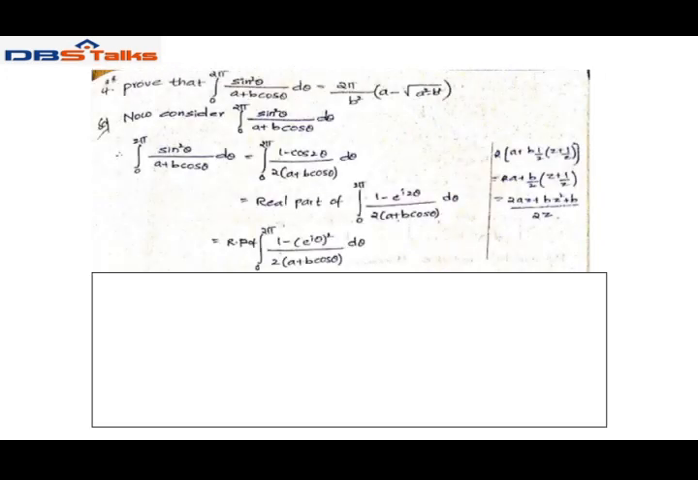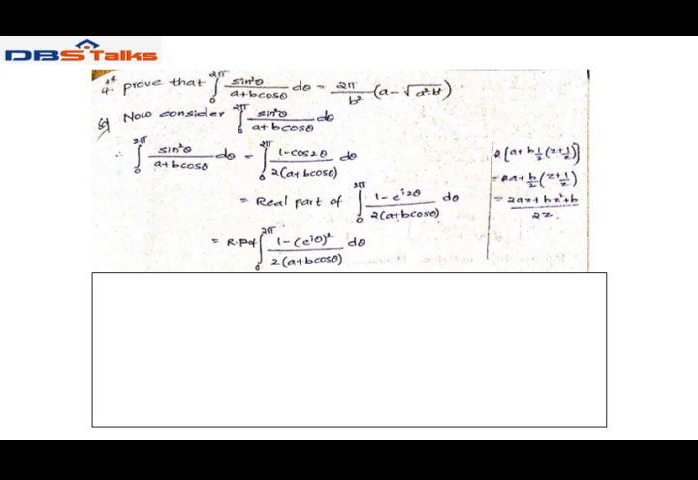Next problem: this problem is important in this unit. Prove that integral 0 to 2 pi sin square theta by a plus b cos theta d theta equals 2 pi by b square into a minus root of a square minus b square. So this is the problem.